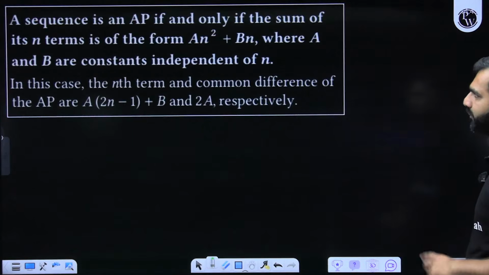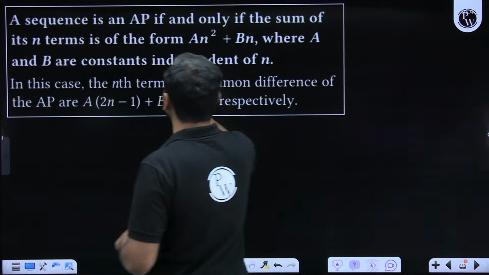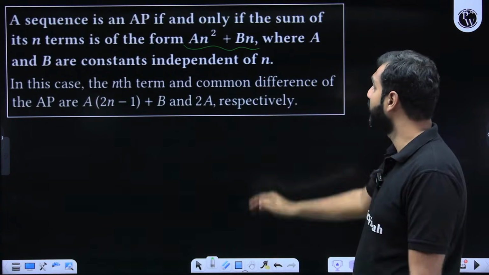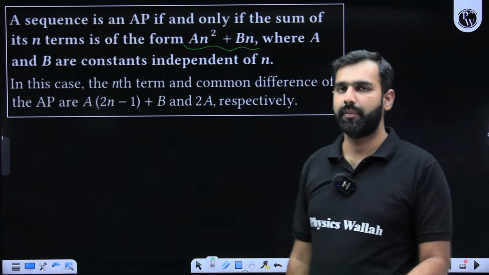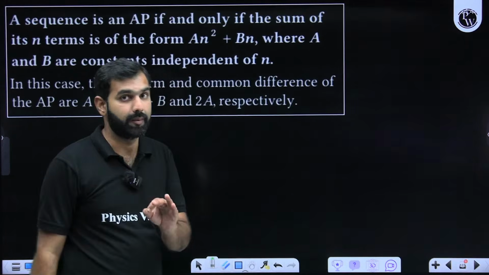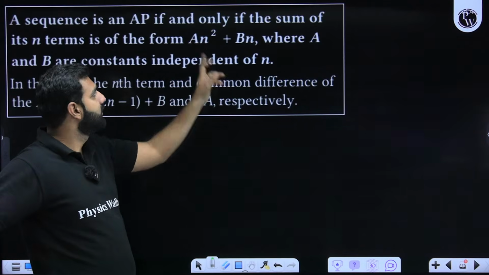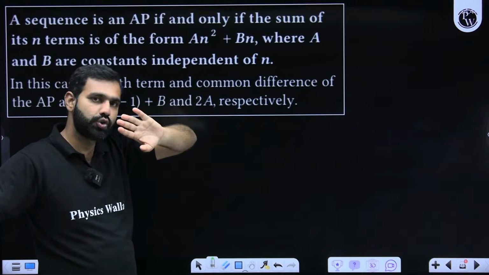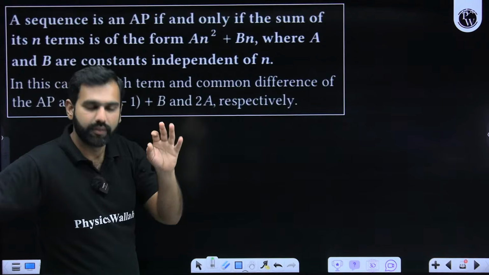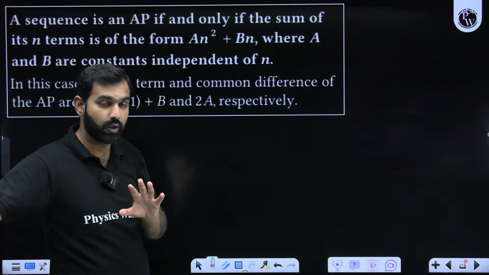Now, sequence and series is what we are discussing right now. Let's say there is an AP, and its sum of n terms, Sn, is given by an square plus bn. Always remember, the sum of n terms can always be given by an square plus bn for an AP, and vice versa. If somebody says the sum of n terms of a sequence is given by an square plus bn, then you should not hesitate in concluding that this sequence is going to be an AP. Everyone watching, listening, and understanding this, or are you all there with me?